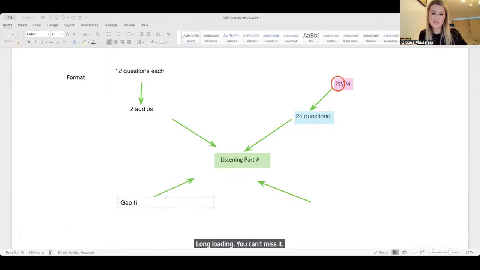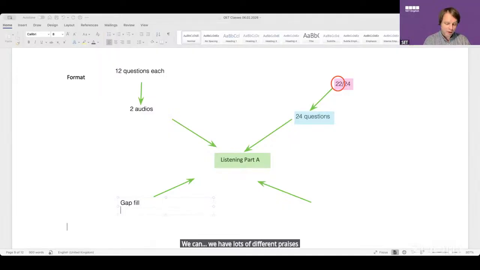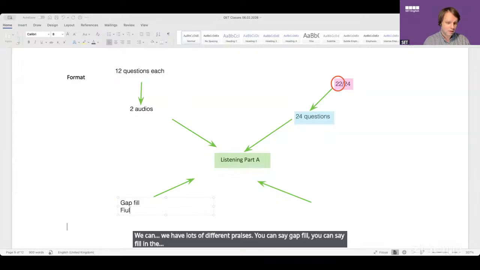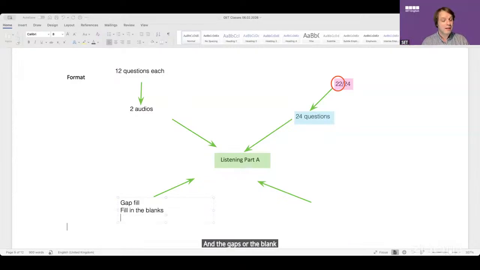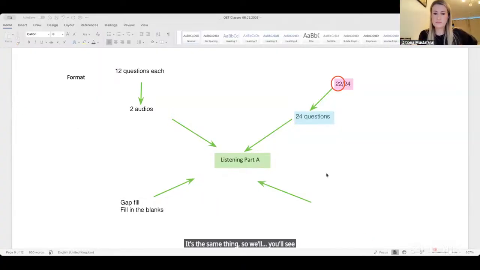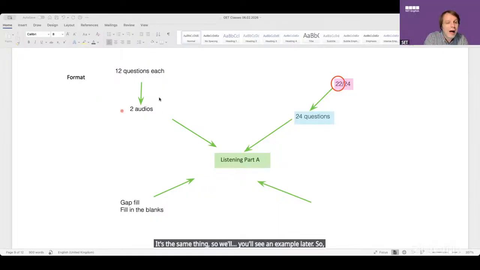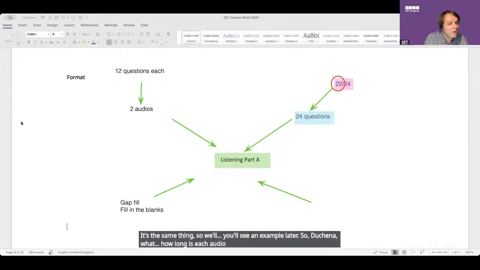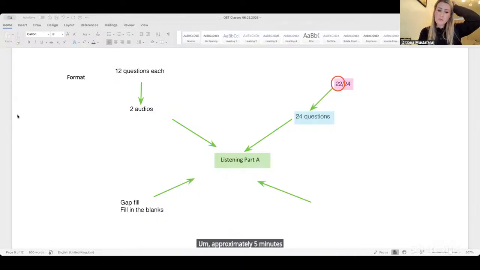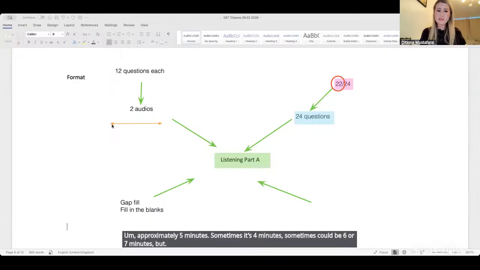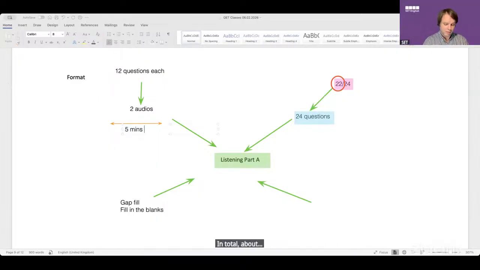Sort of, yes. We have lots of different phrases. You can say gap fill. You can say fill in the gaps, or the blanks. Sometimes we say blank. It's the same thing. You'll see an example later. So, Jonah, how long is each audio? Because not everyone knows that. Approximately 5 minutes. Sometimes it's 4 minutes, sometimes 6 or 7 minutes, but on average 5 minutes.